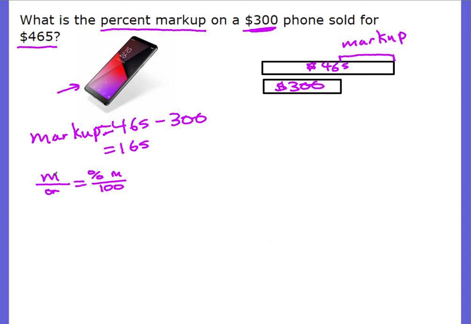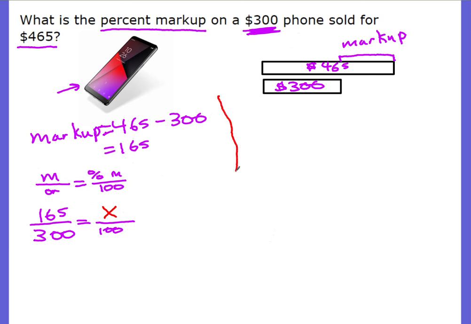Well, I have the markup. I also have the original. So let's plug that into my proportion here. I've got the markup, it's 165. That'll go in the top left. And I've got the original, that's 300. I know 100 goes down here just based on the definition of a percent proportion. And I don't know this, but that's totally fine, because if I have one unknown in a proportion like this, I can always solve for it.